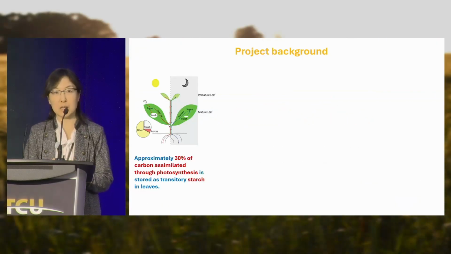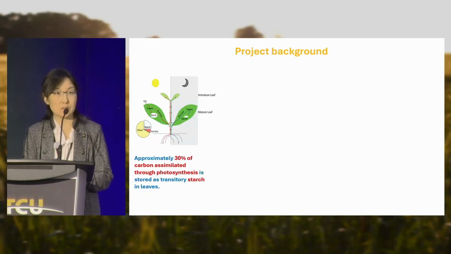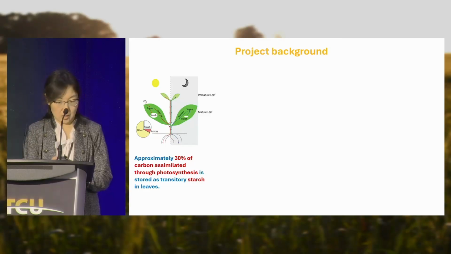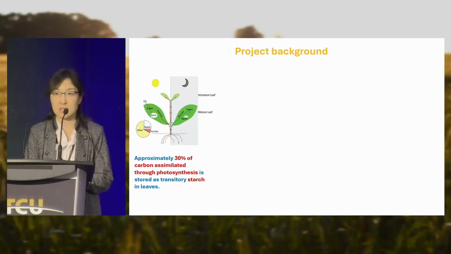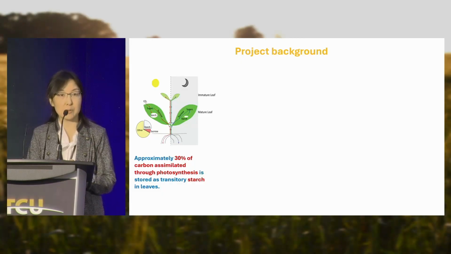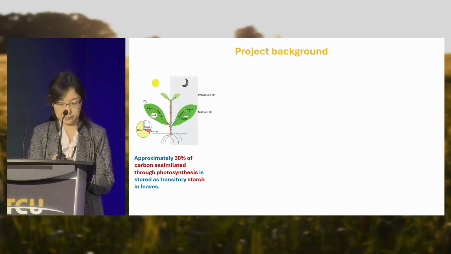As you all know, in oilseeds, starch is not stored in the mature seed, but starch is very important for plant development, because about 30% of the photosynthesis-derived carbon is formed in the form of starch. This is transitory starch, so it undergoes diurnal turnover and provides a steady carbon supply for plant growth.